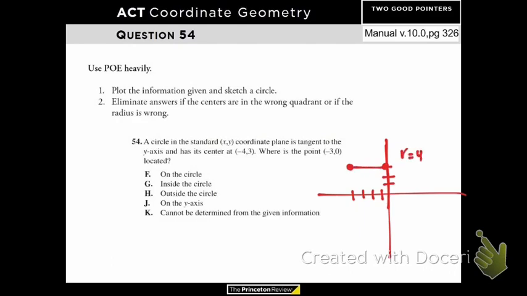So from the center, I'm going to go ahead and draw 4 units, left, right, up, and down, so I can get a picture of what this circle looks like. Okay, so again, something like this. So then the question is, where is the point negative 3, 0? So if I look at that point, negative 3, 0 looks like there. It looks to be inside the circle.